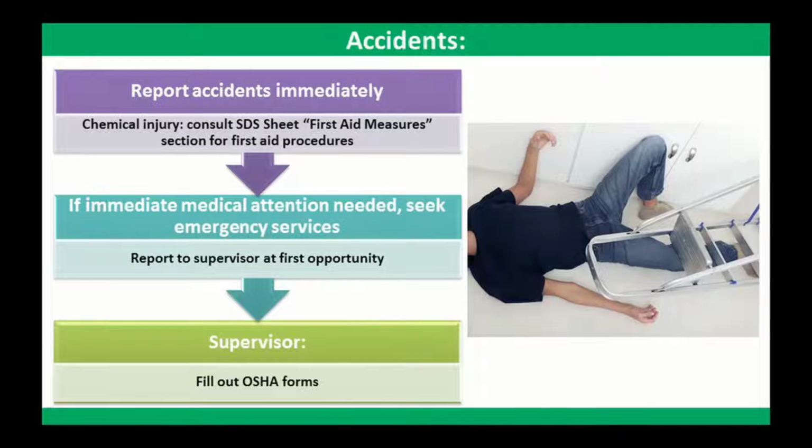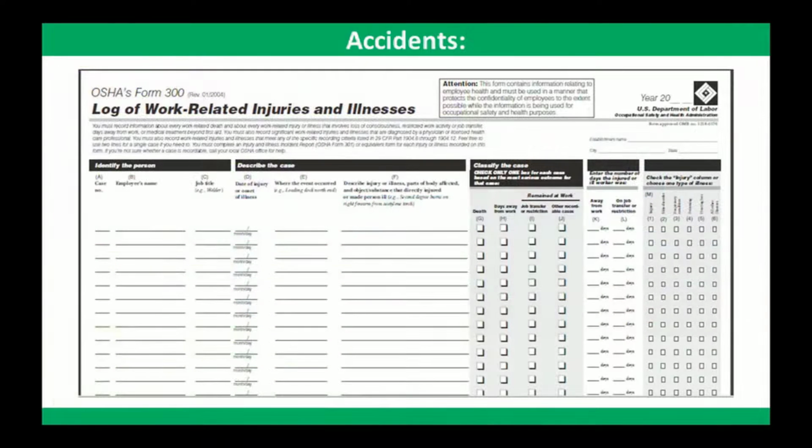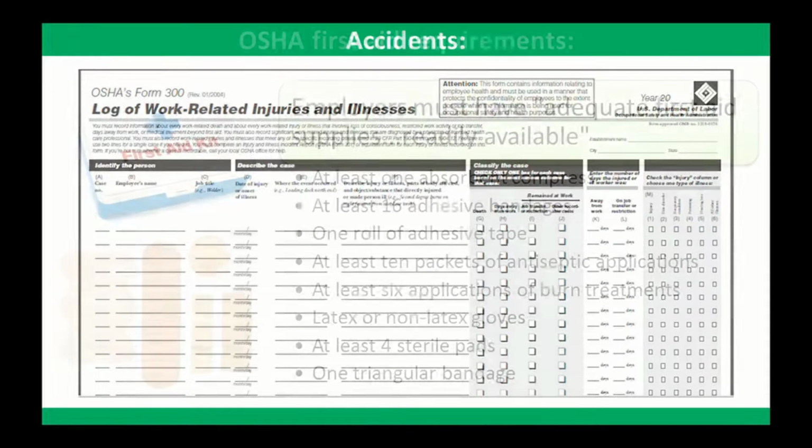procedures. If an injured worker needs immediate medical attention and the supervisor is not present, use a phone to contact local emergency services right away. Emergency phone numbers are posted with your SDS binder. Inform your supervisor of the situation at the very first opportunity so the proper OSHA forms can be filled out. This is a copy of the OSHA Form 300, which is a log of work-related injuries and illnesses.